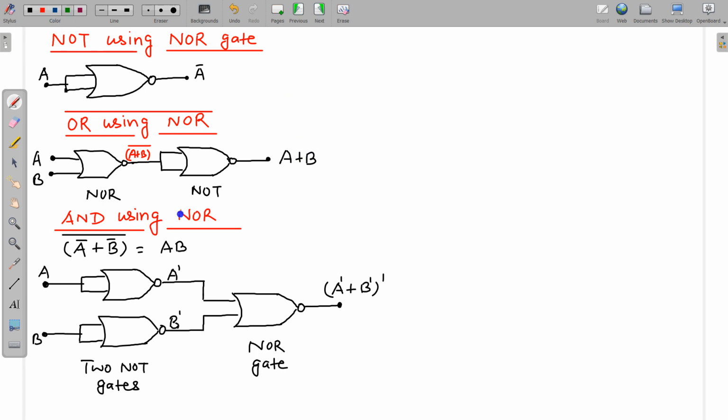AND gate using NOR gate. So AND gate using NOR gate can be realized using this Boolean algebraic relation. This Boolean algebraic relation says A bar plus B bar whole bar, this should be equal to AB. So we are going to perform this, and we will say this is equal to AB. So first make A bar. So this is A bar or A prime. This is again NOT gate. This will give B prime, and this A prime and B prime, we have to take OR of it, and then take the NOT of it. So first OR, then NOT. So this is A bar plus B bar whole bar, and this will give us AB.